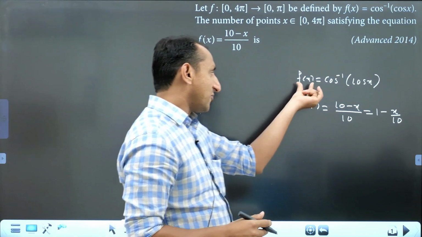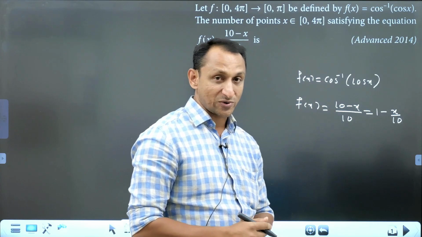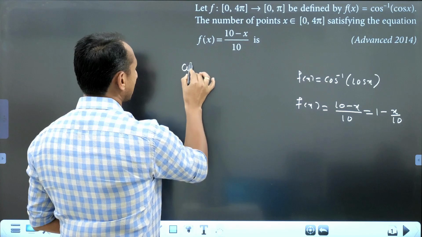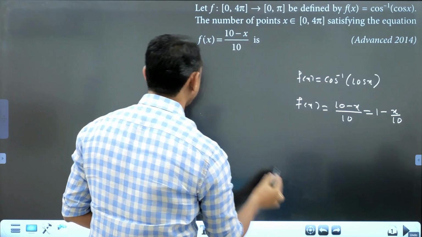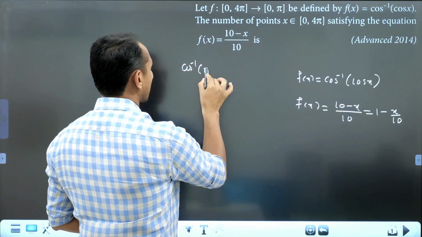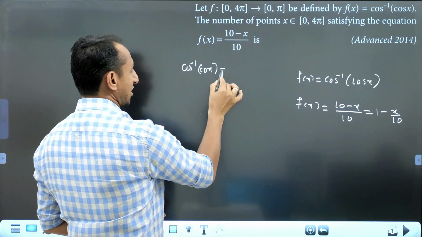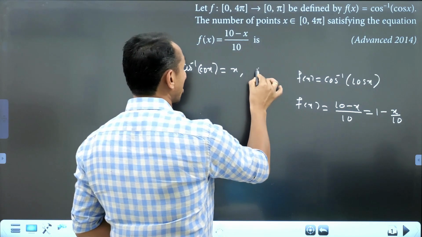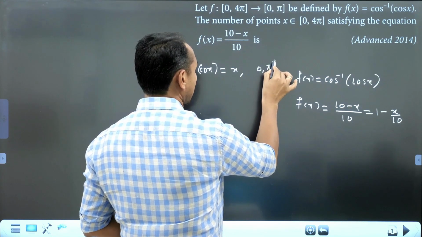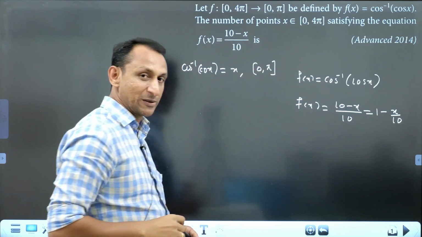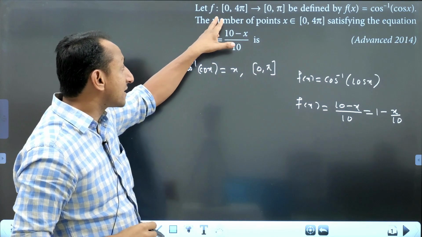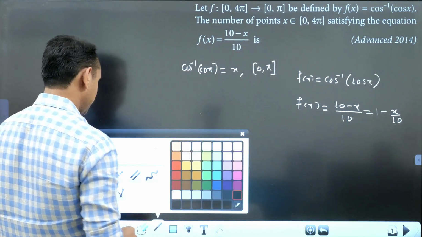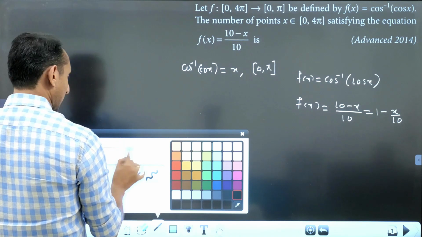First, we draw the graph of cos inverse of cos x. We know that cos inverse of cos x is equal to x when x lies between 0 to pi, x is an element of closed interval 0 to pi. But here we discuss the domain from 0 to 4 pi. See, just draw the graph of the function.